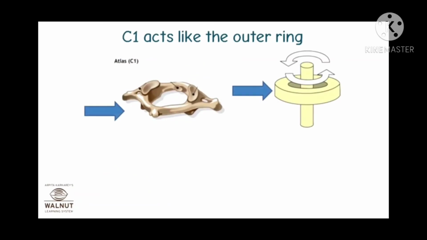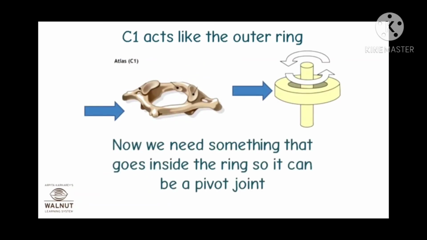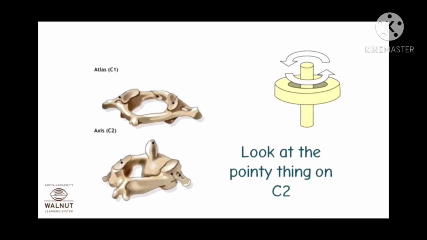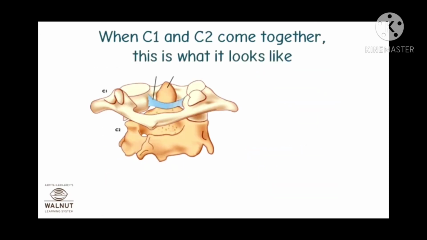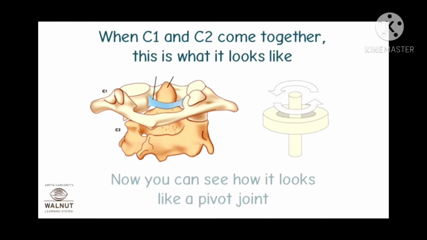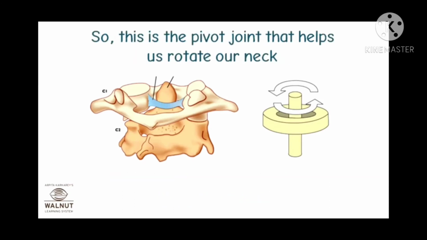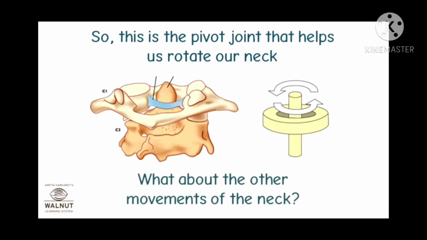These two are called pivot joints, which look like a pivot inserted in a circular ring. Now we need something that goes inside this ring, C1. So here C2 is inserting into C1, and it looks like a rod which is inserted in a circular ring. This is nothing but a pivotal joint. Now you can see how it looks, just like a rod inserted inside the circular ring.